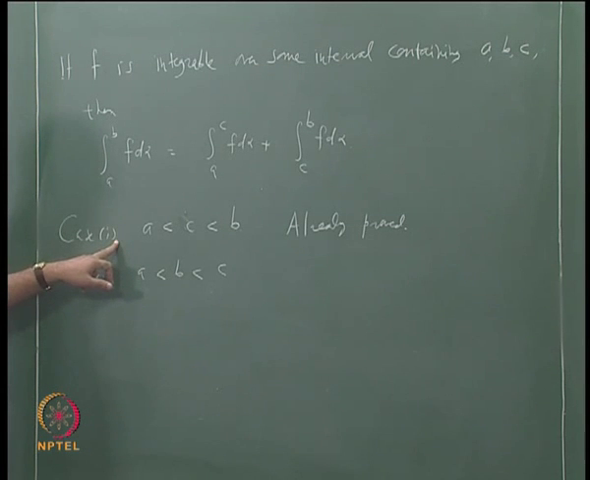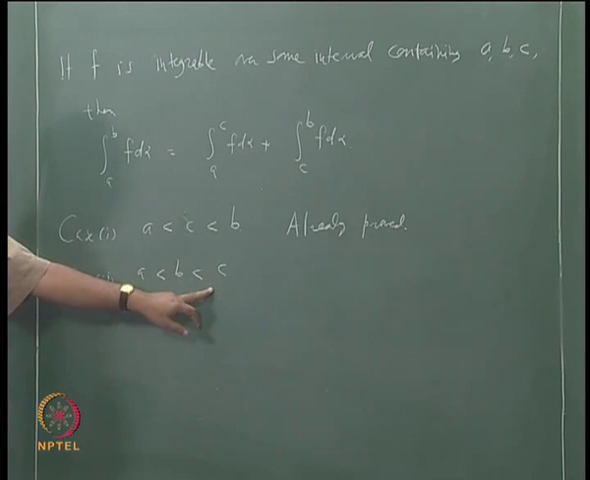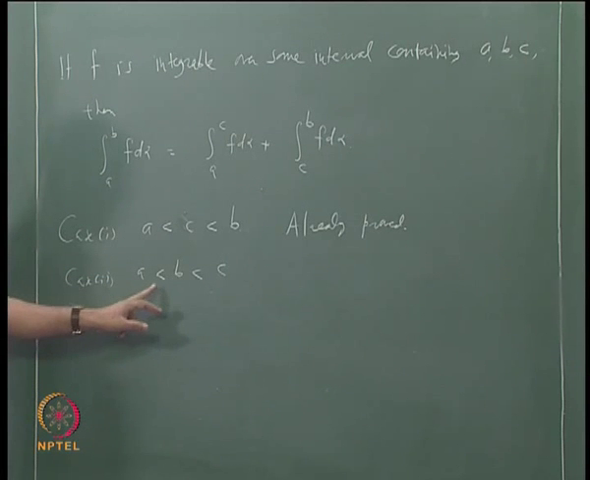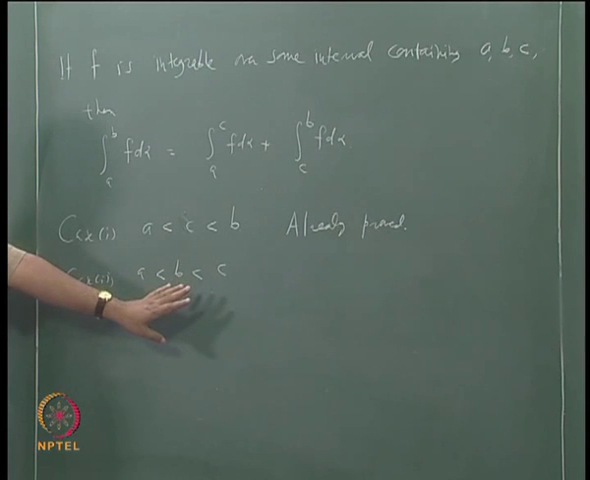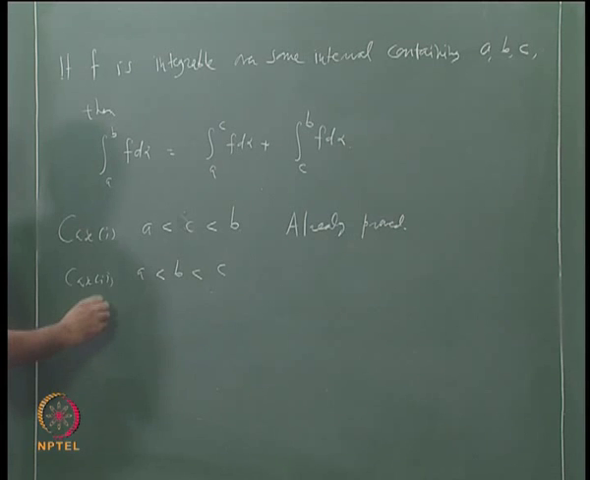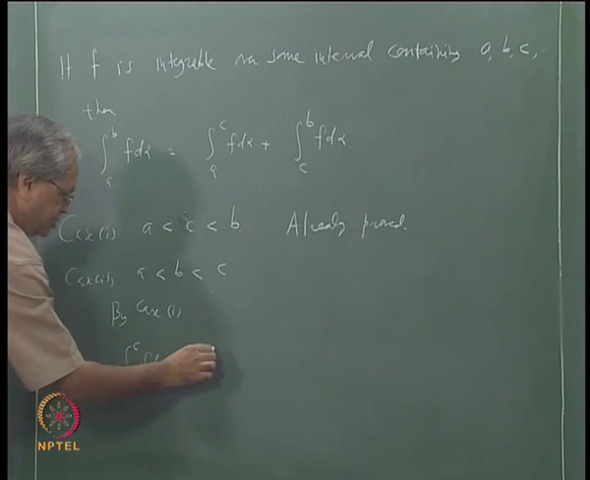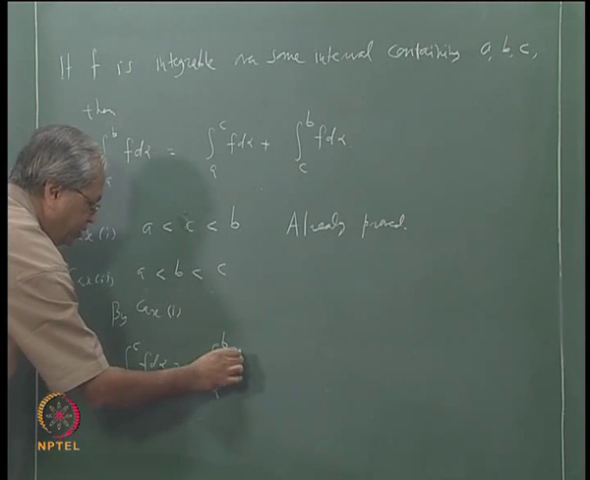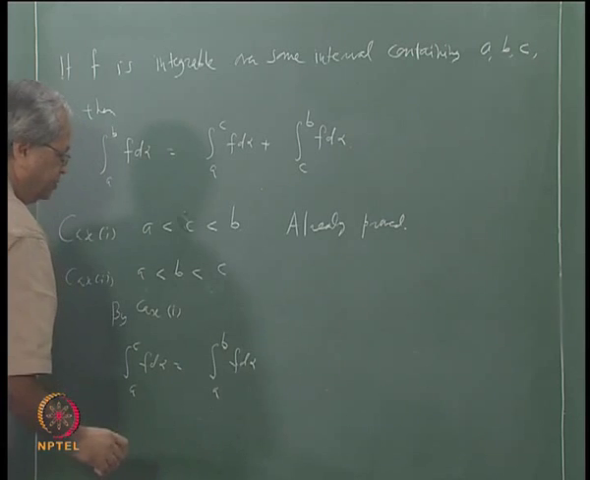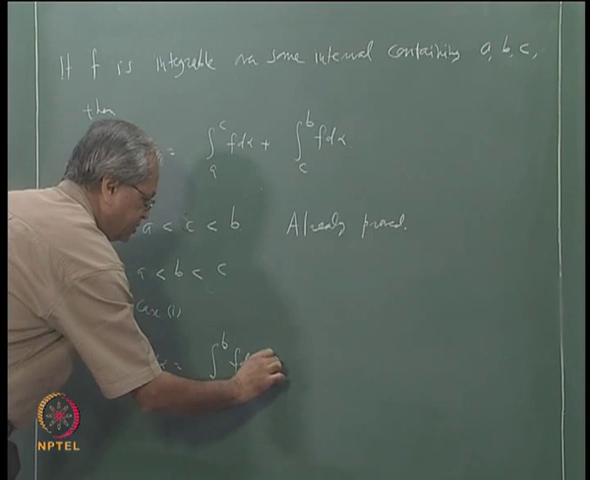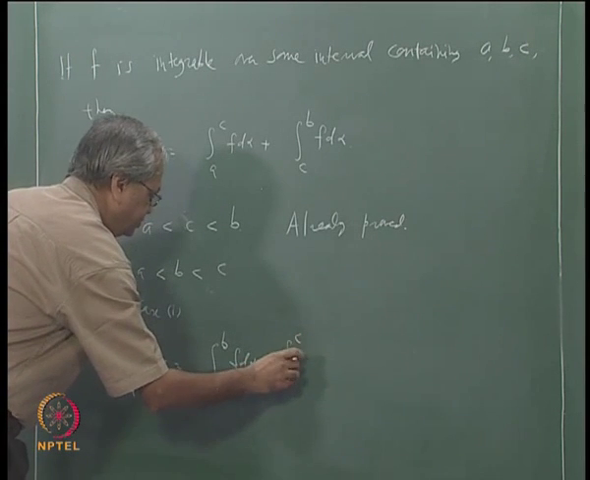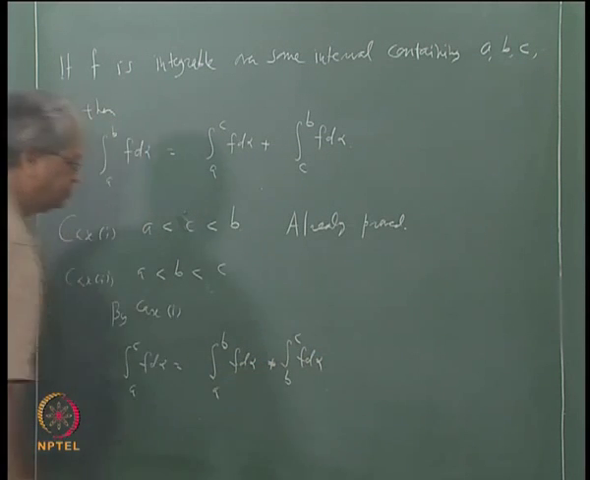So I can say that the integral over A to C must be the same as the integral over A to B plus the integral over B to C. That is something we can always say. So by case 1, the integral over A to C of f d alpha is the same as the integral over A to B of f d alpha plus the integral over B to C of f d alpha.